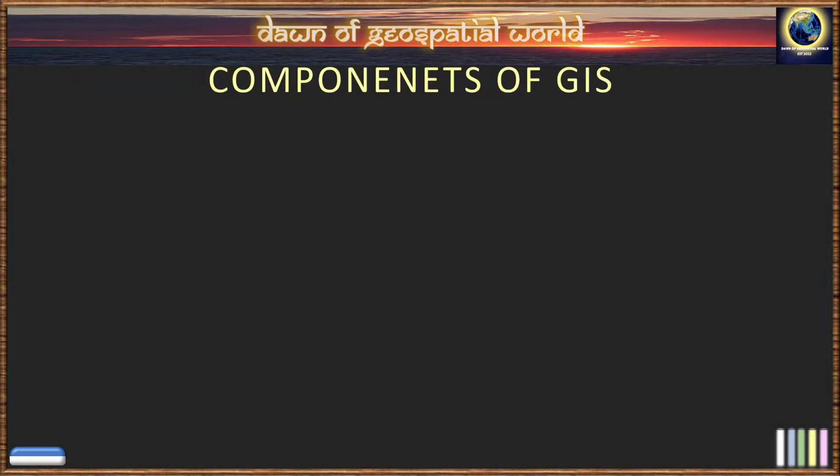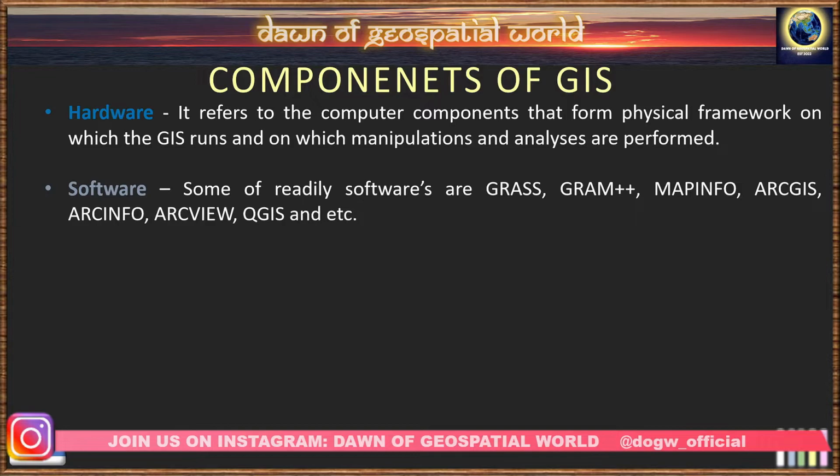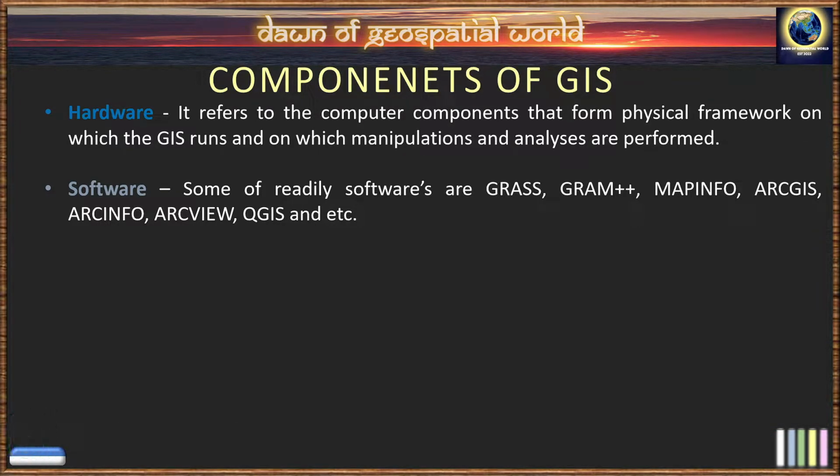What are the components of GIS? GIS has mainly 5 components. First, hardware. It forms with computer and physical framework. Second, software. Software like ArcGIS, QGIS, Mapinfo are helpful to work on geographical data and analyze them.